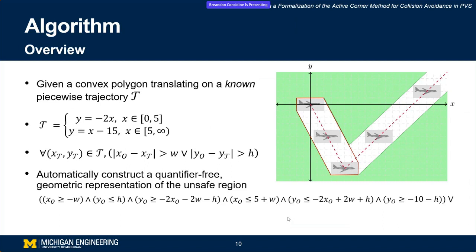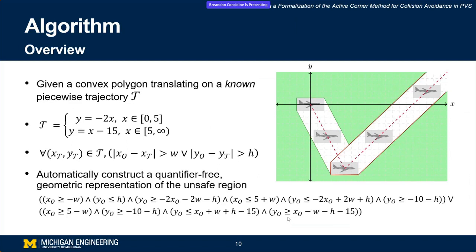You've got one set of inequalities representing this downwards motion. You've got another set of inequalities representing this upwards motion, right? And you put these together and you get a representation of either the safe or unsafe region by negating the things you want.